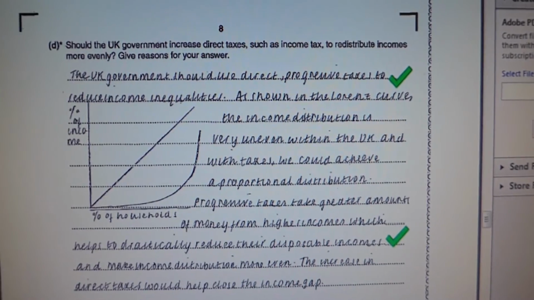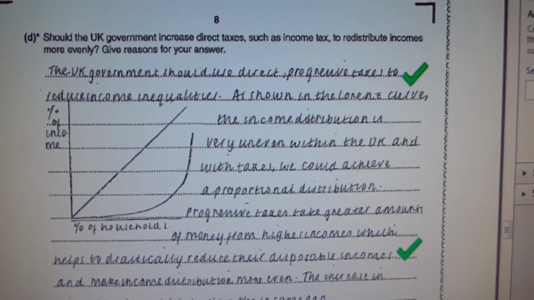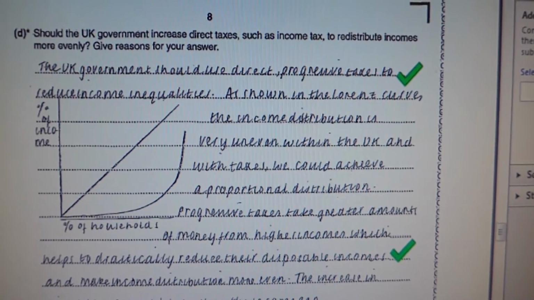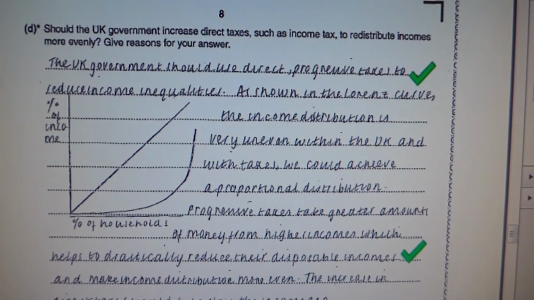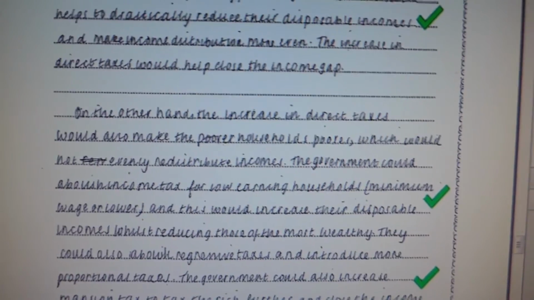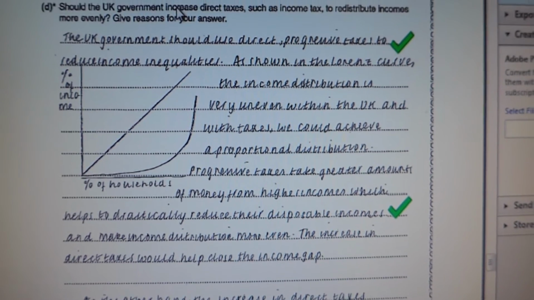2D. Lorenz curve creeps up once again. Should the UK government increase direct taxes such as income tax to redistribute incomes more evenly? Give reasons for your answer. So let's see what this candidate has written.